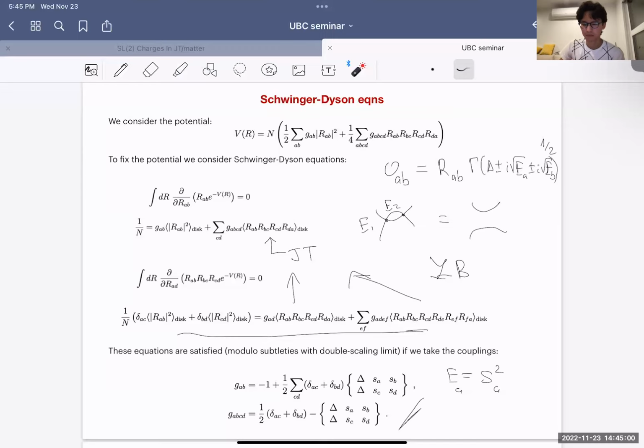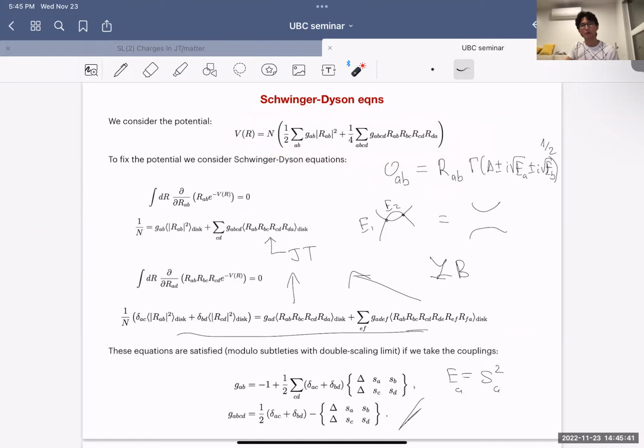But the subtlety is that these equations as I wrote them here are true in the double scaling limit. Right, and in general, we expect JT with matter as well to be dual to a matrix model in the double scaling limit. And so what happens is that in the double scaling limit, these are the two most relevant terms. These are the only terms that survive.